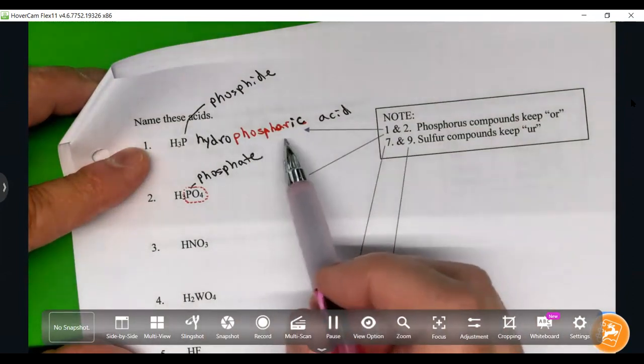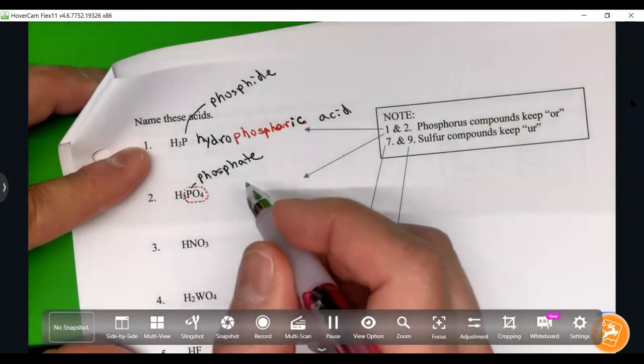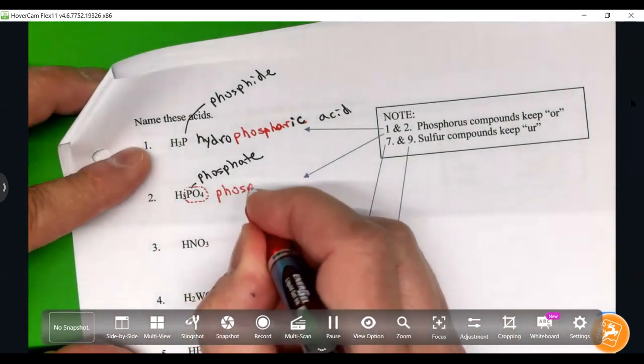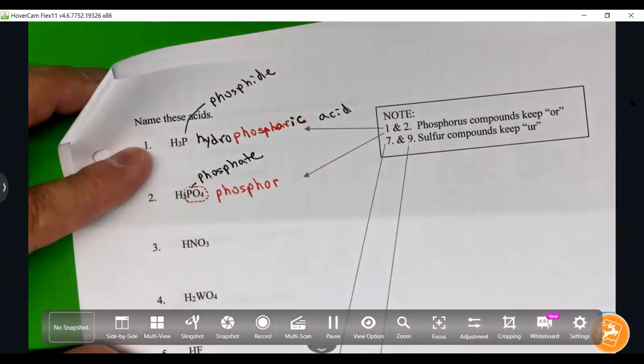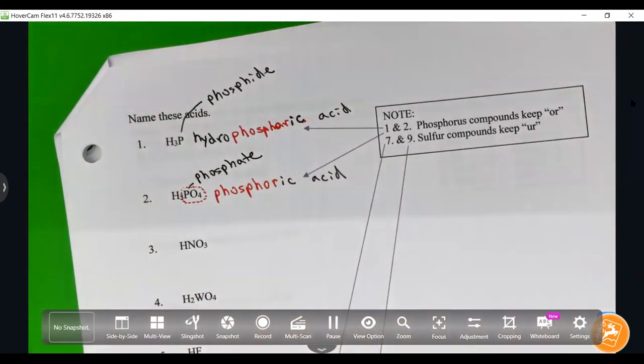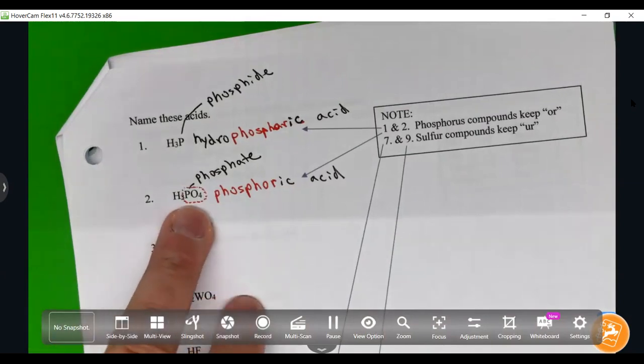So hydrophosphoric acid, and down here, we're simply going to have phosphoric. So hydrophosphoric and then phosphoric. Why is that one just phosphoric and not hydrophosphoric? Because this one has oxides in it. So if it has oxides, it's not going to start with hydro and end in ic. You're simply going to look up the negative ion.